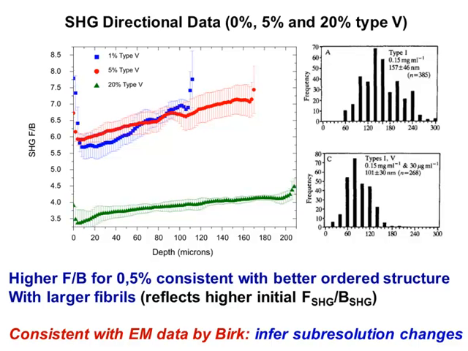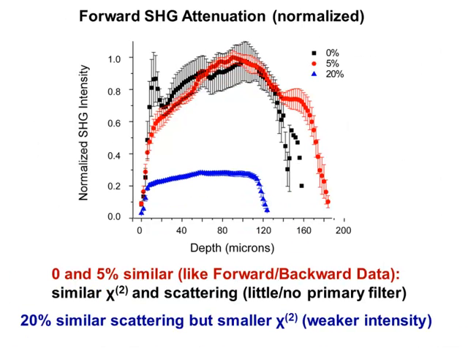So the higher forward-backward ratio here is consistent with having a better ordered structure, because these gels scatter a little bit. There's probably 1 or 2 scattering events. But this mostly reflects a higher initial forward-backward ratio, which means the fibrils were bigger and better ordered. So what we see by SHG directional analysis is consistent with the EM data. So again, much like the ovary, we can't resolve these sub-resolution differences, but we can infer them.